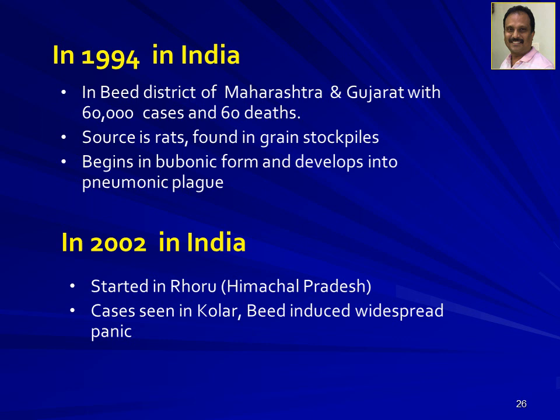Again, in 2002, in India, some cases were identified, which started in Rohru district of Himachal Pradesh, and cases were seen in Kolar, which is on the border of Andhra Pradesh, Tamil Nadu, and Karnataka, and also in Beed district of Maharashtra, which induced widespread panic about this particular disease.